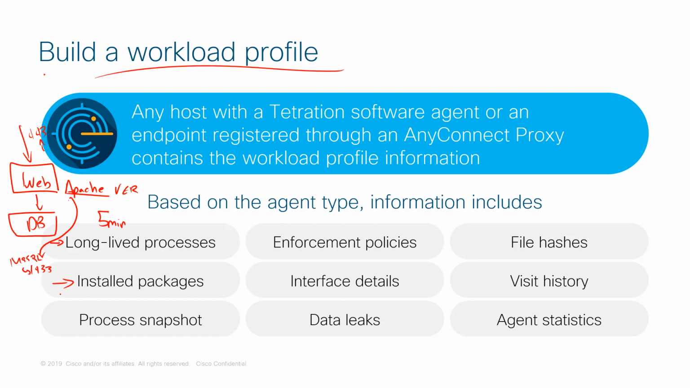And that brings me to the installed packages. Tetration is going to also take an inventory of everything that's installed on your workloads within your data center. So I'm going to be able to see that it is in fact Microsoft SQL. I'm going to be able to see that it is Apache and the version. This allows me to not only do version control within my environment, but also create policy around version control.